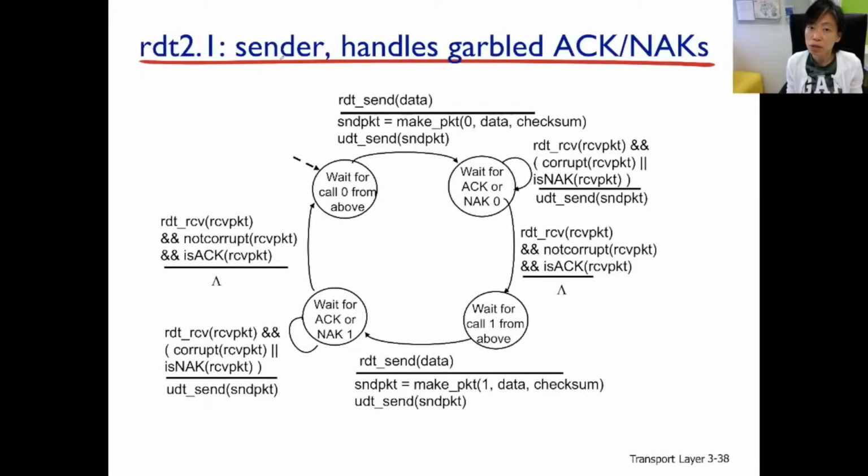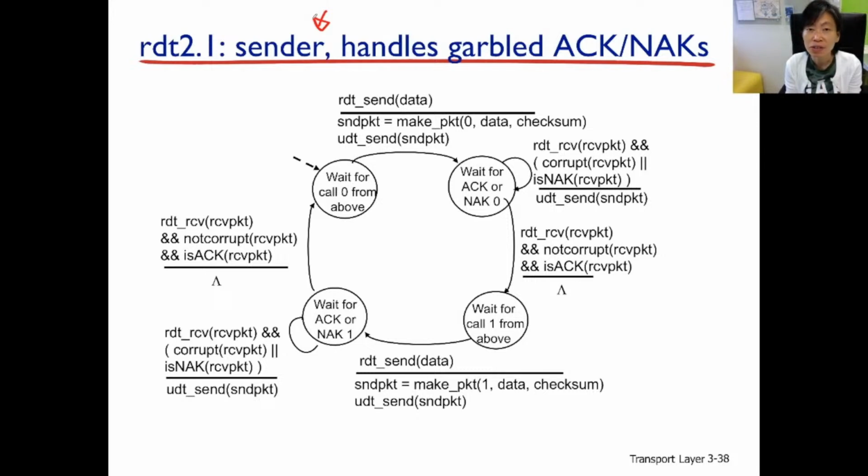Now, judging from the description, it sounded somewhat easy, not that complicated. But if we look at the finite state machine, it looks somewhat complicated. And you know what? This is only the sender side of the FSM. We have not yet looked at the receiver side, all right?